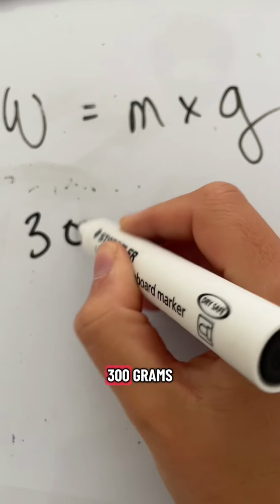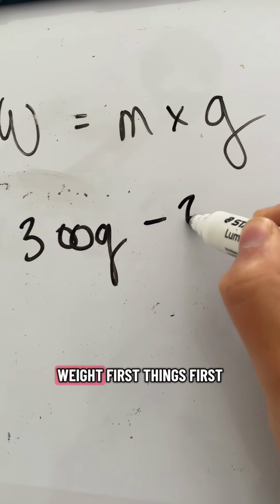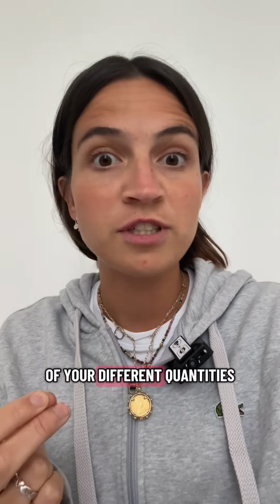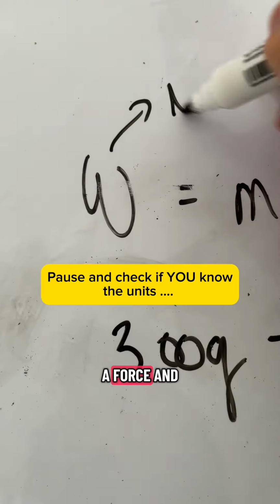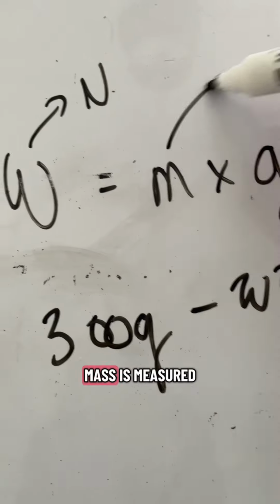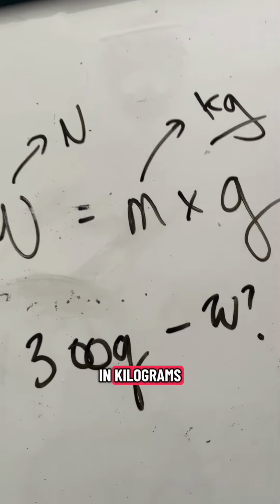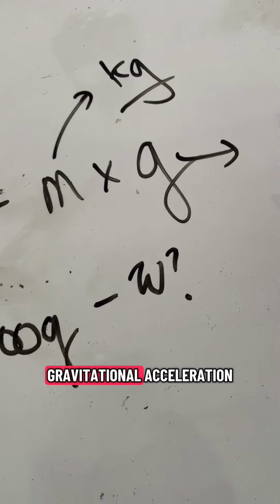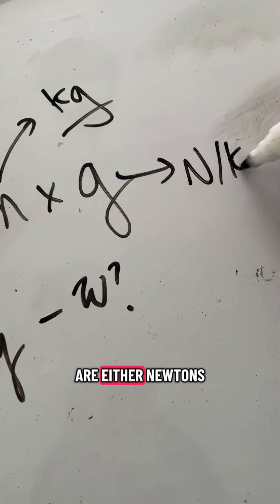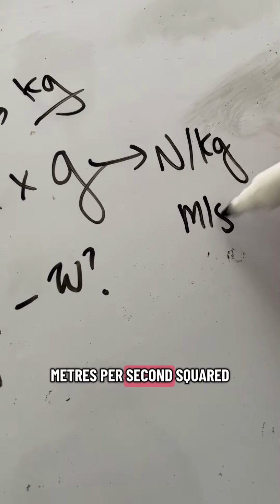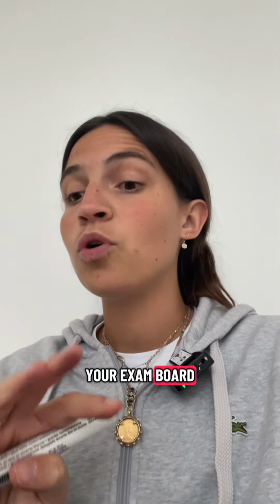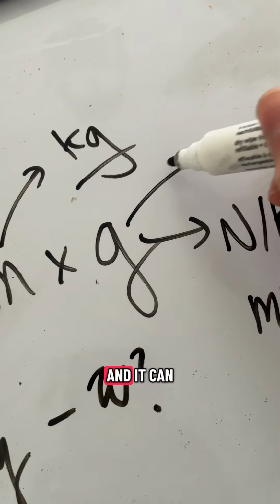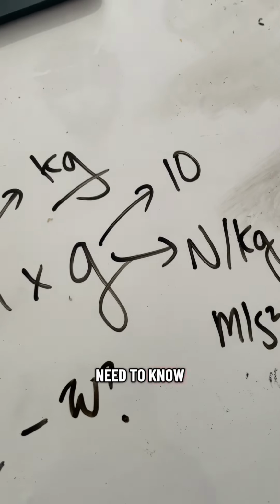If you have a mass of 300 grams, what is the weight? First things first, as with all equations, you need to be clear on what the units are for all of your different quantities. Weight is actually a force and is therefore measured in newtons. Mass is measured in kilograms, not grams. And g is your gravitational field strength or your gravitational acceleration, and its units are either newtons per kilogram or meters per second squared. Now, depending on your exam board, g is either 9.8 or 10 for Earth, and it can be a spec point that you need to know that that is the number.